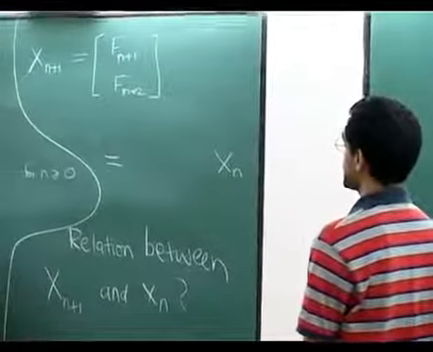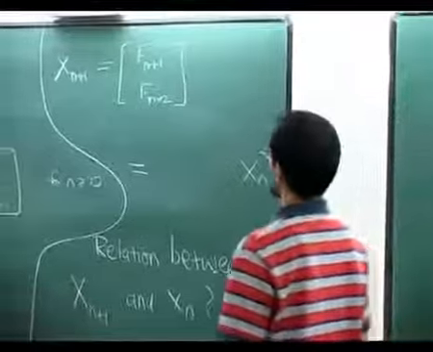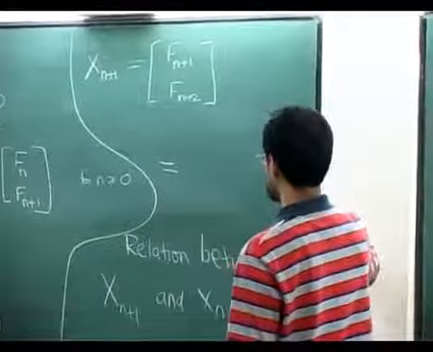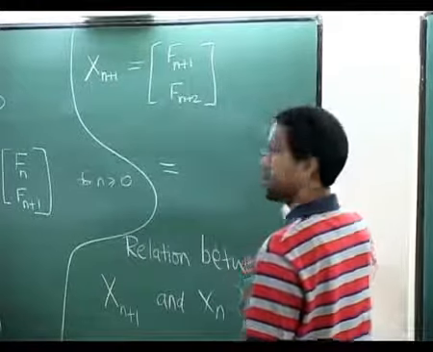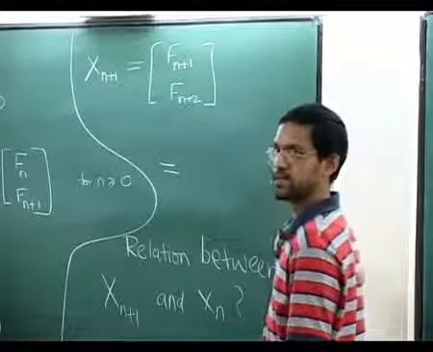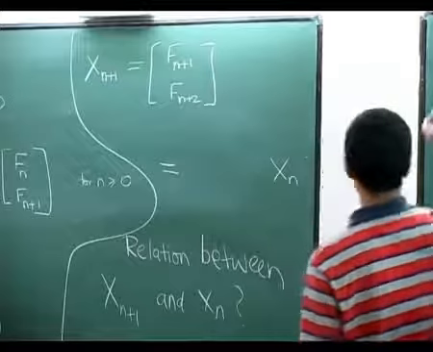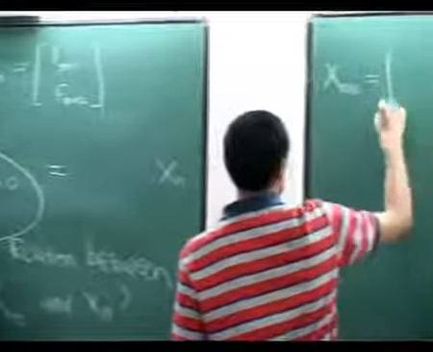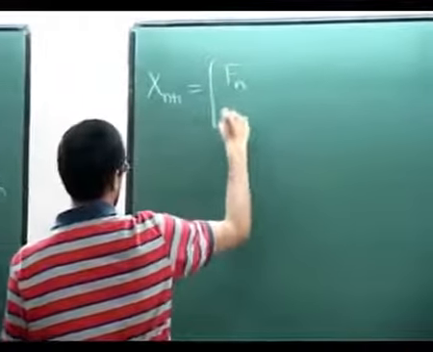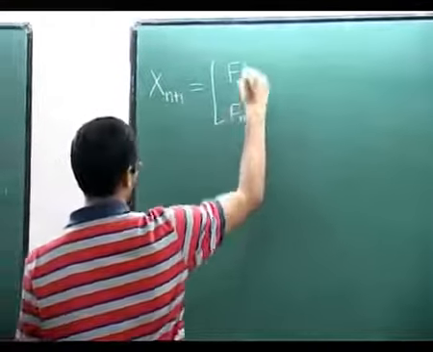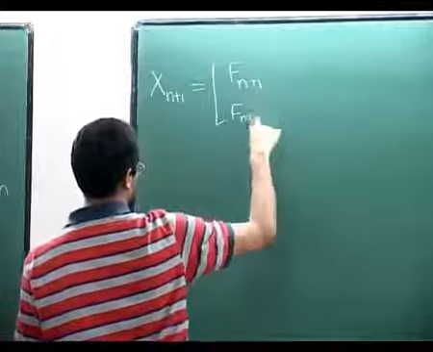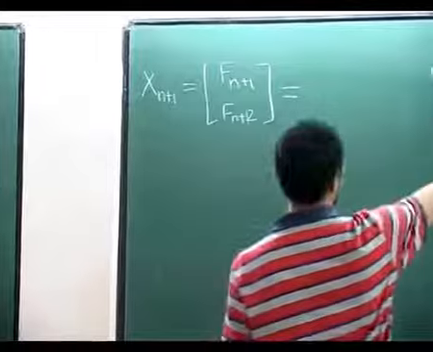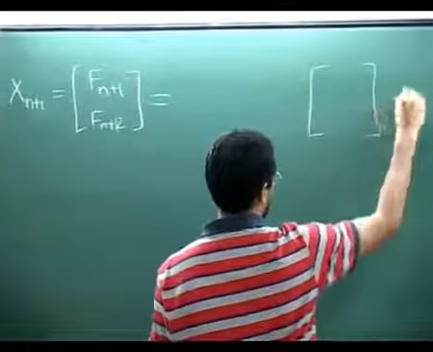Why do you say that? Because, okay, think of it like this. Xn itself is what? Fn and fn plus 1. It has fn and fn plus 1. So let's write out xn plus 1 first on one side. It's a column vector, fn plus 1, fn plus 2, sorry. And on the other side I have the other column vector which is xn.